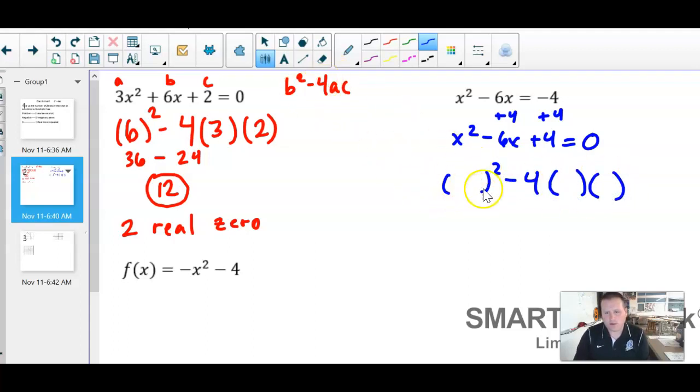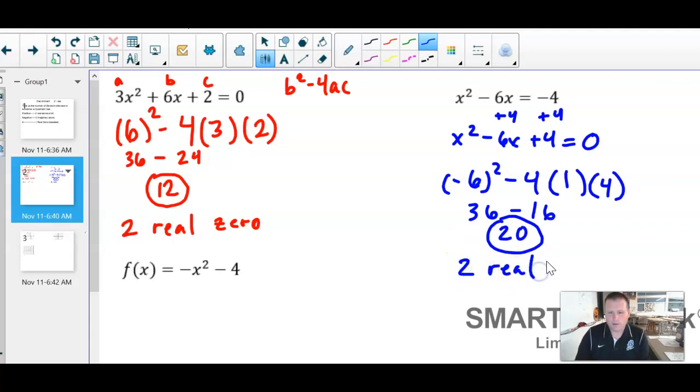So B goes here, so -6. A goes here, which is 1, and C goes here, which is 4. And then again, I just simplify. So I get 36 here, and then I get 16 here, which is going to give me a positive 20. Again, there's my discriminant. If I have a positive number, that means there are two real zeros or solutions for that. And so that would be the other part that I'd want.